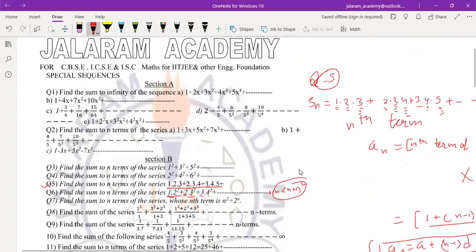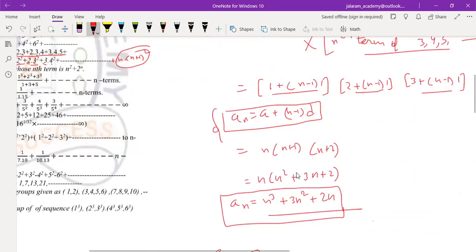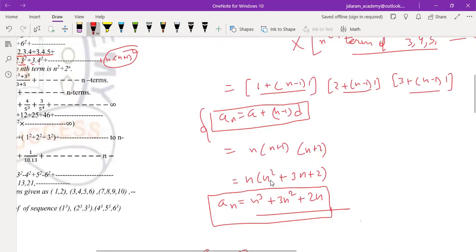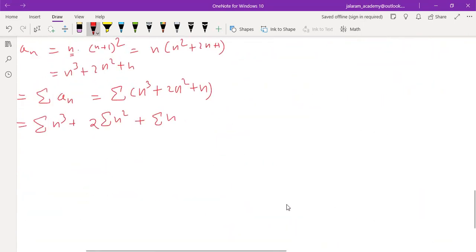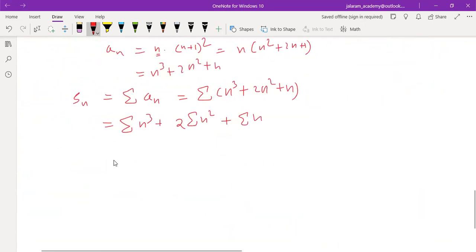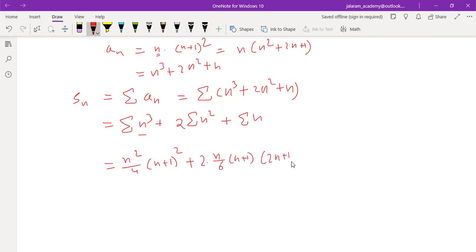Is it the same as the previous one? In the previous one, the result was n cube plus 3n square plus 2n. This time it is sigma n cube plus 2 sigma n square plus sigma n. So again, use the formulas. For sigma n cube we know it is n square by 4 into n plus 1 whole square. The formula for sigma n square is n by 6 into n plus 1 into 2n plus 1, and sigma n is n by 2 into n plus 1.